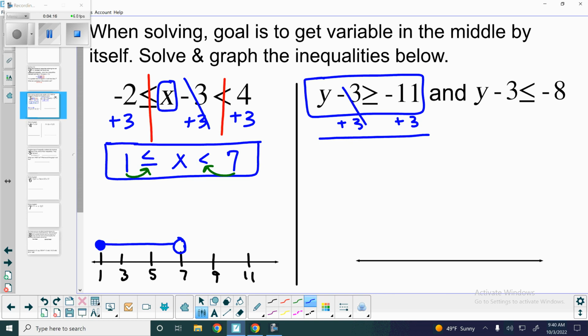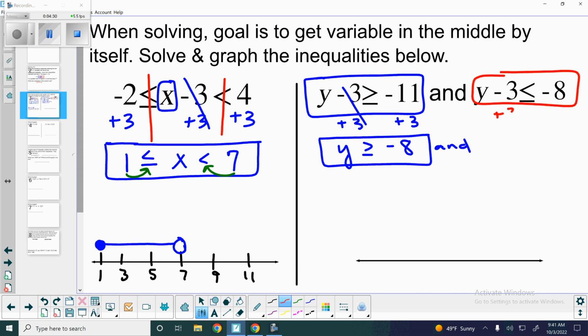That's going to give me y is greater than or equal to negative 8. That's one of my stipulations for y, that it has to be greater than or equal to negative 8. Okay, and I'm going to look at this one now. If I add 3, it will look like this, and y has to be less than or equal to negative 5.